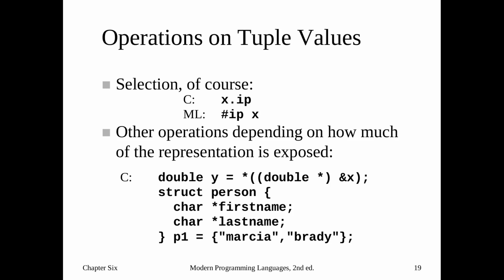Other operations depend on how much of the representation is exposed, right? So as I was talking about, in C, if we have a double named Y that really is a pointer to a pointer within the address X, and we have a struct person that has some string first name, some string last name, and then P1, which is an instance of the person, where the first name is Marcia and the last name is Brady, we have the ability to essentially walk across this using the pointers.